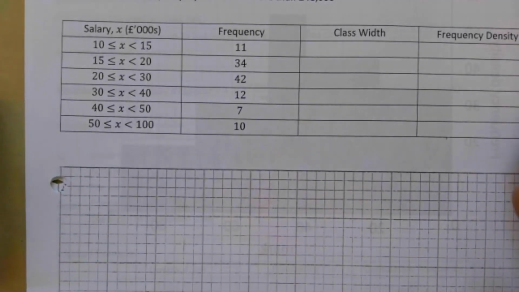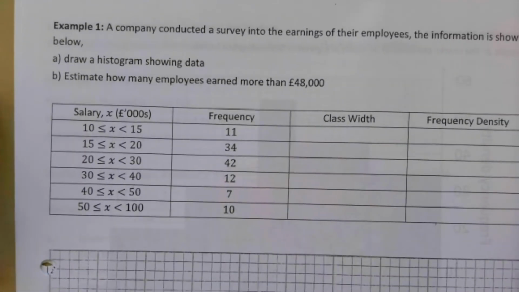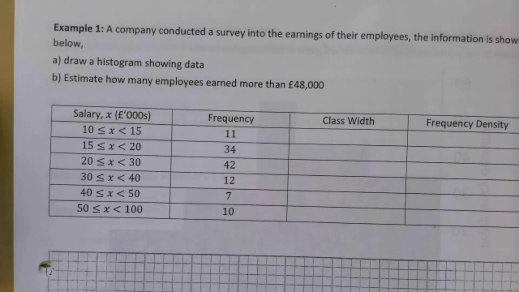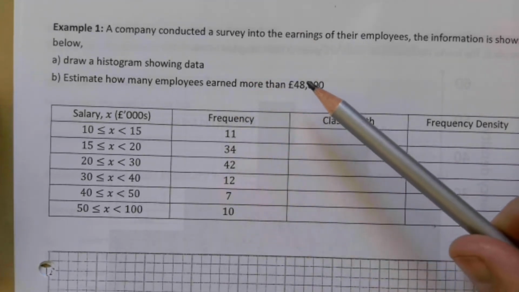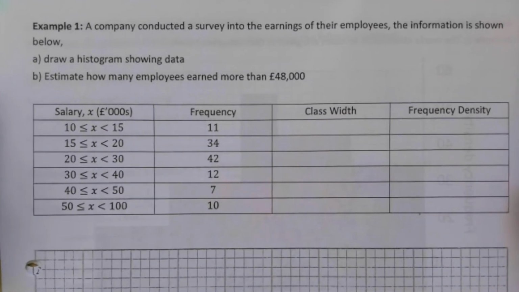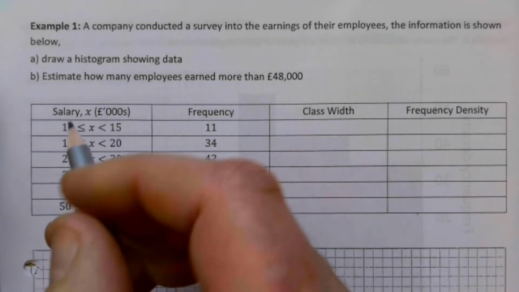For example 1, a company conducted a survey into the earnings of their employees. The information is shown below. Draw a histogram showing the data and estimate how many employees earned more than 48,000. So first of all, we need to work out our class width. Now it's nice easy groups for us here.